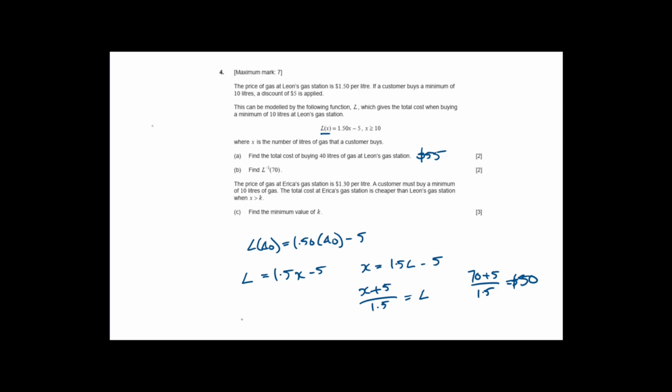Okay, well, Erica is 1.3x. That's the cost of her one. So we're going to find K, and then it's going to be greater than that. Okay. 1.5x, I'm going to get rid of that 0. Minus 5, and then I'm going to solve for X.